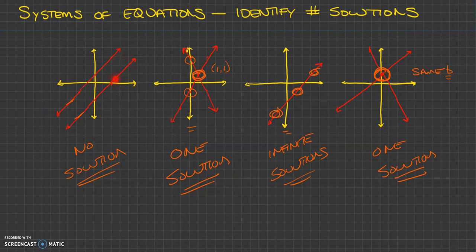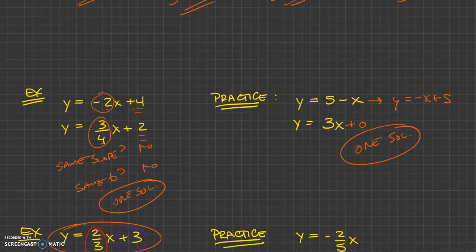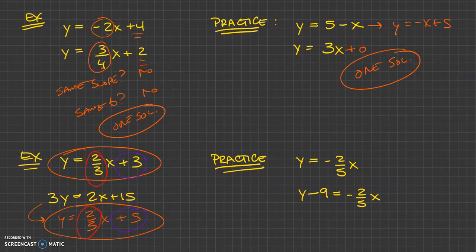They're parallel, but they have different y-intercepts, and that means it is a no solution. So this is a no solution. They're parallel to one another, like train tracks, but they start at different places on the y-axis. They will never cross one another.